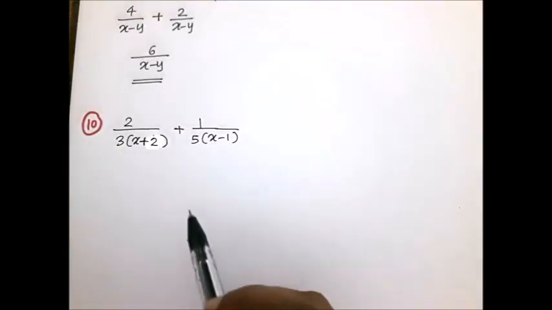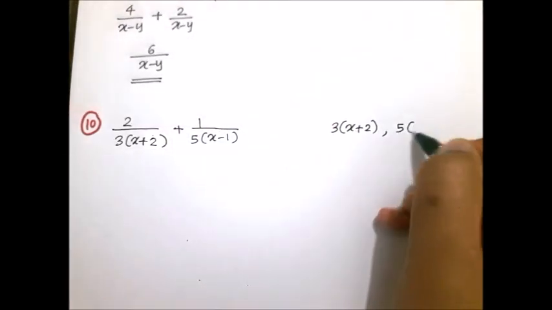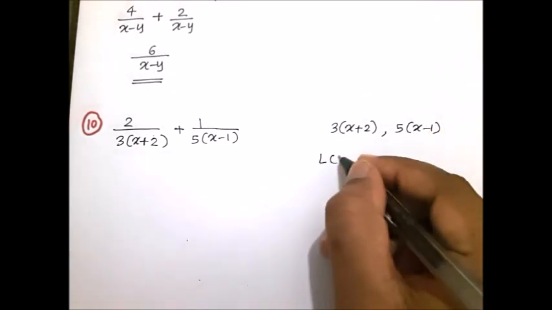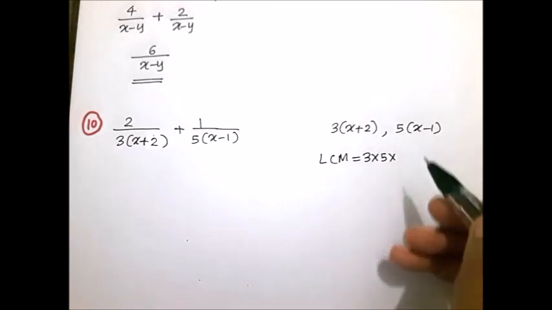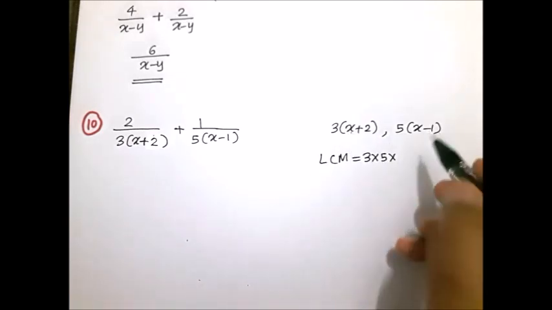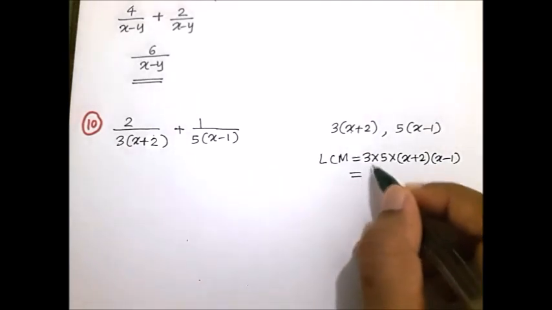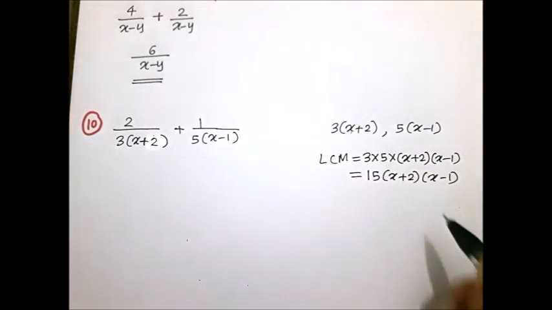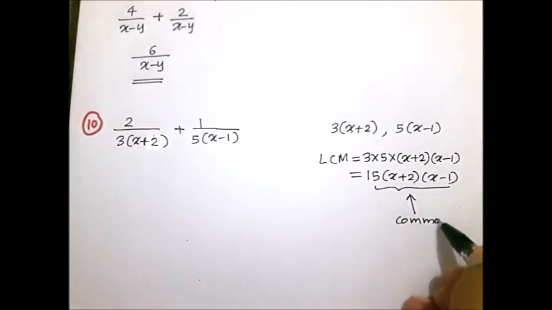Now look at 10th example. First take the LCM of these denominators. Here numbers are prime numbers, so just multiply these prime numbers to obtain LCM. 3 multiplied by 5 and take each and every different term. X plus 2 and x minus 1 are different terms, so you have to take both for LCM. 3 multiplied by 5, 15, x plus 2, x minus 1. You have to take this term as common denominator of your fractions.